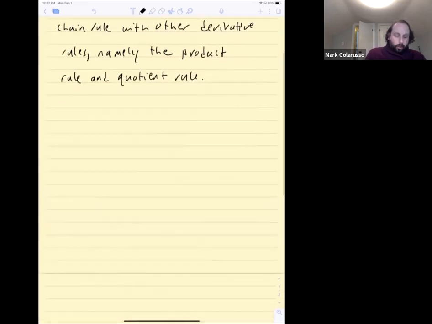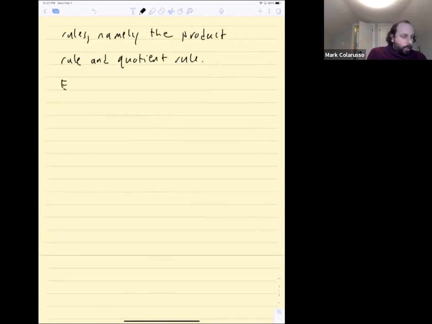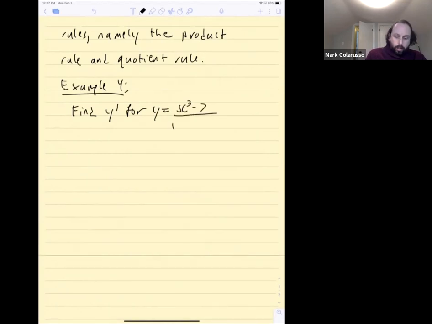Okay, so we start with example 4 from the note sheet PDF. Example 4 asks us to find y prime for the function y equals x cubed minus 7 over the root of 6x plus 12.